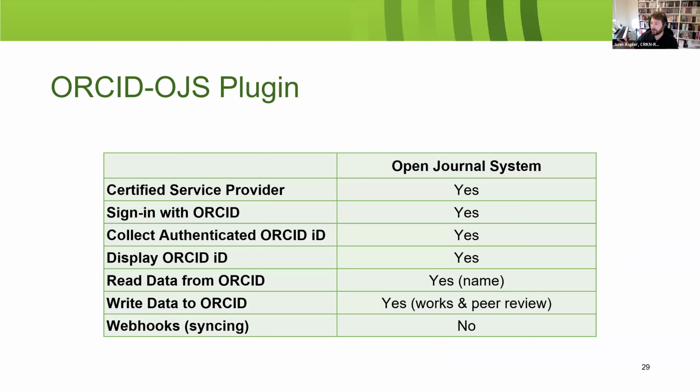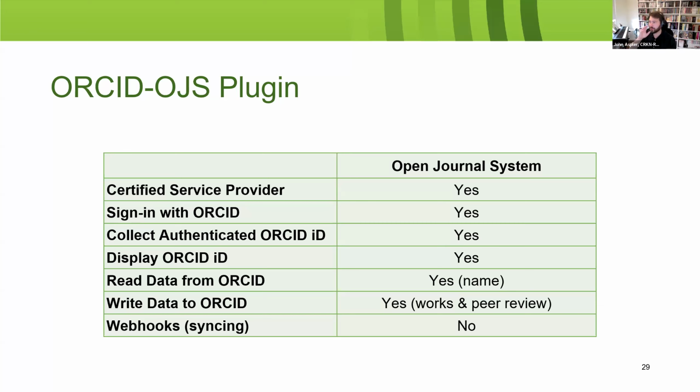Once someone has connected their ORCID ID, they can also potentially sign in to OJS using their ORCID ID through an authentication process, which is great. Information like the ORCID ID itself is collected once authenticated and displayed. Information like your name upon registration is read from ORCID, and then the works, the article, and peer review information can also be written back to ORCID. The only thing it doesn't really do is this syncing function, which I mentioned.